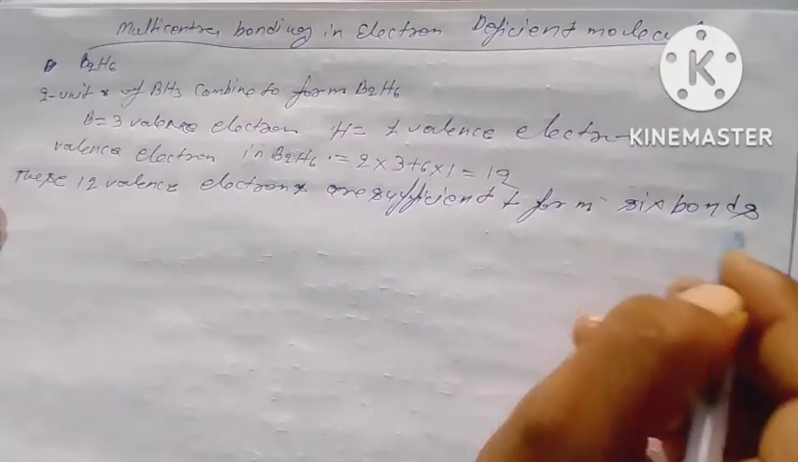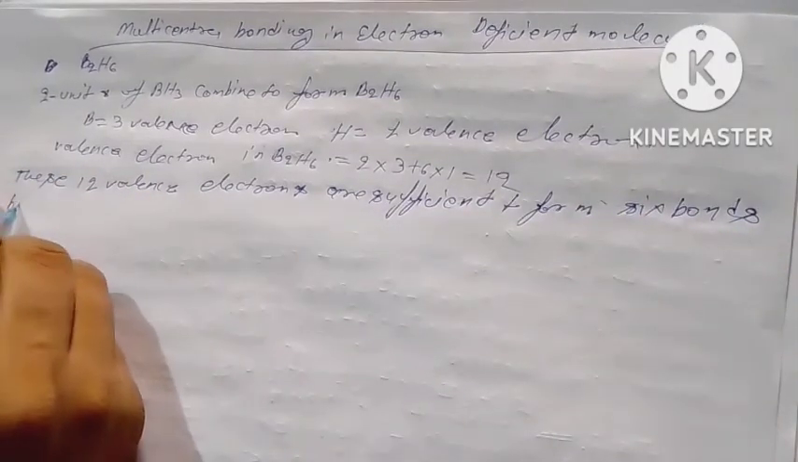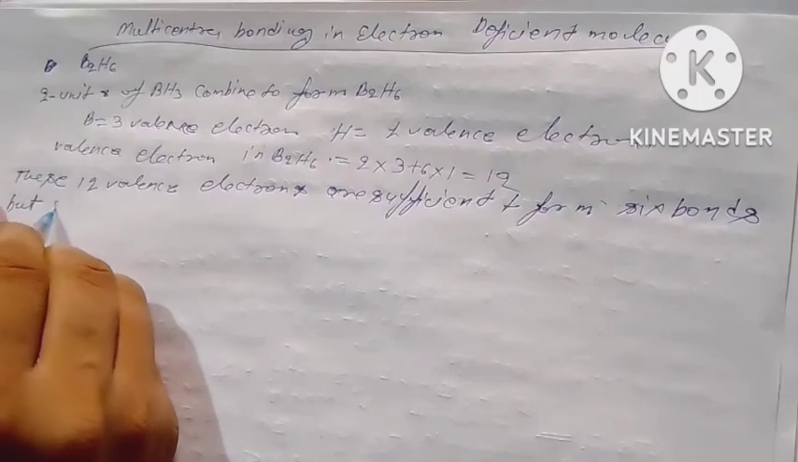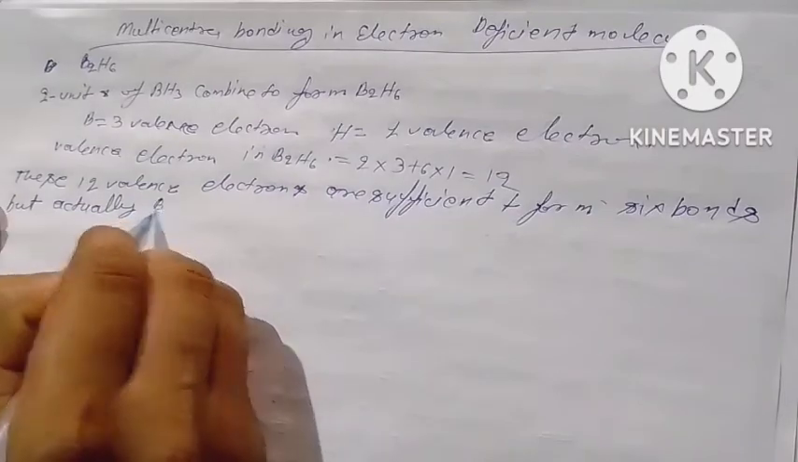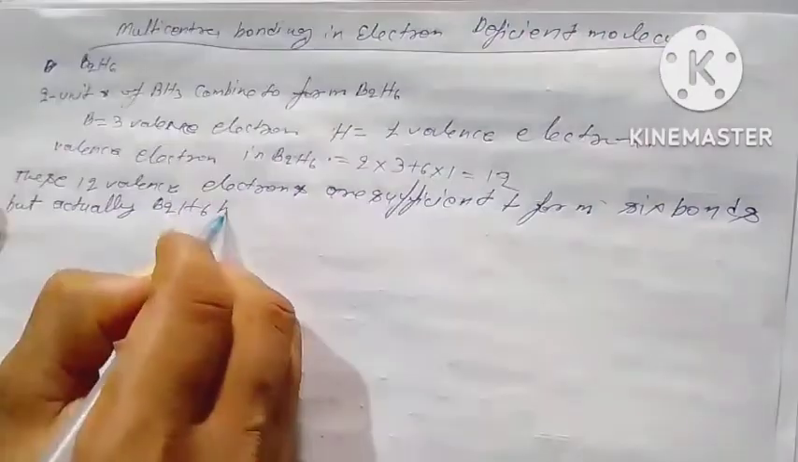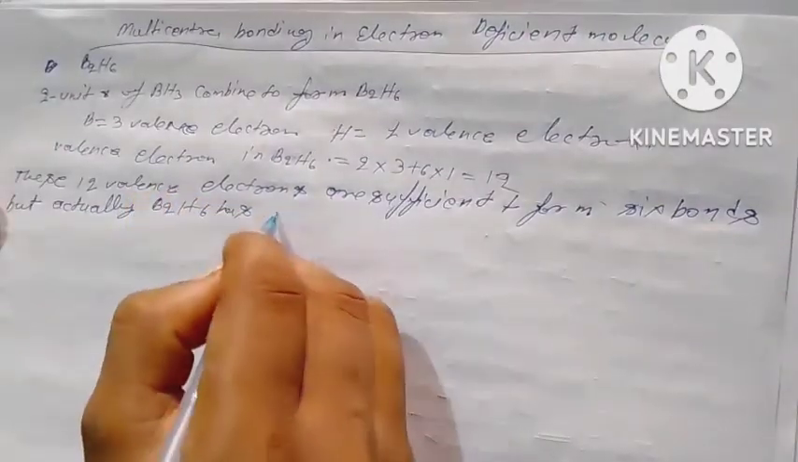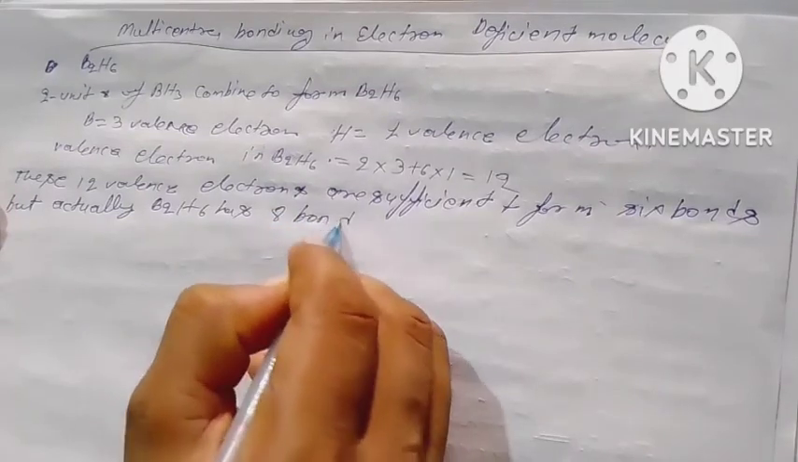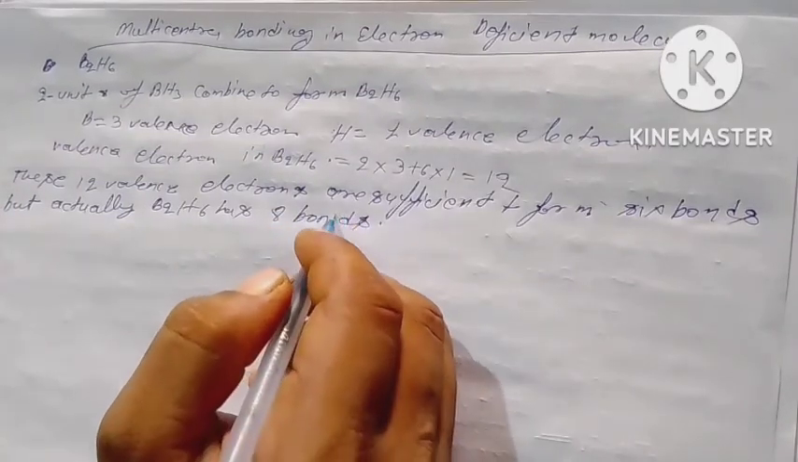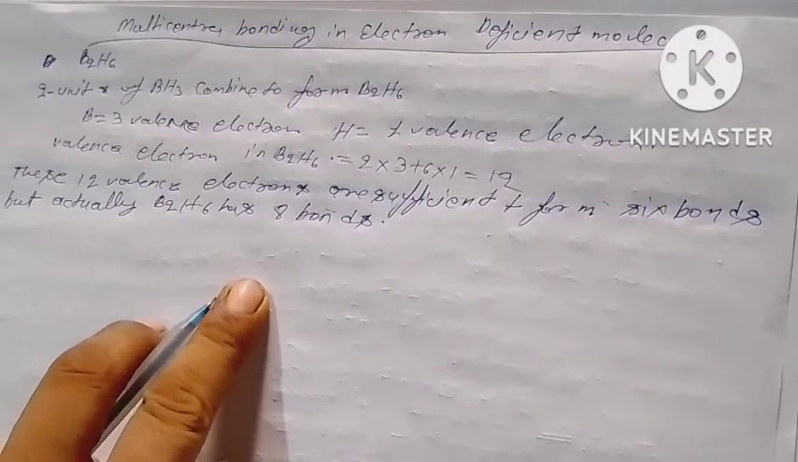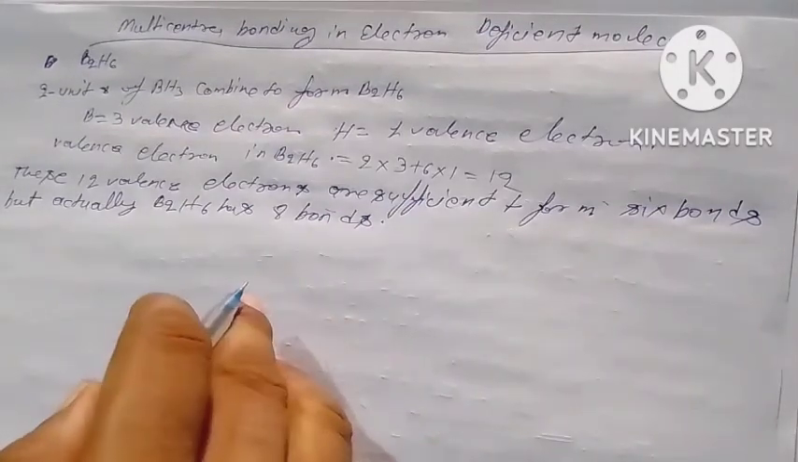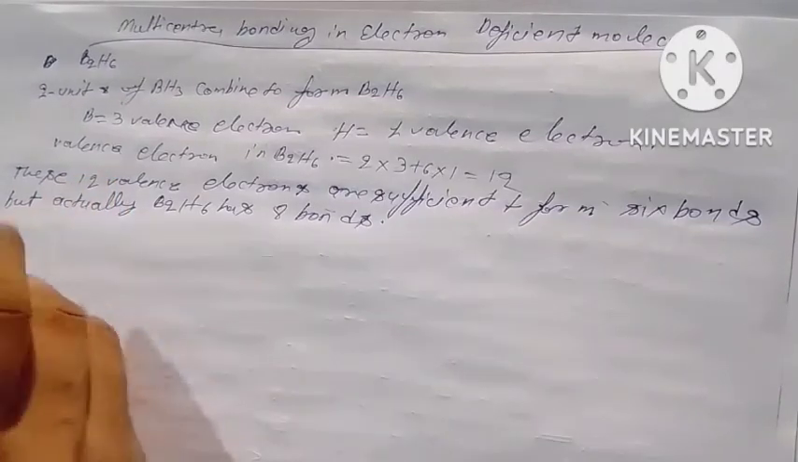To form 6 bonds, but actually B2H6 has 8 bonds. Okay. The molecular formula of diborane is B2H6, which is similar to the molecular formula of ethane.